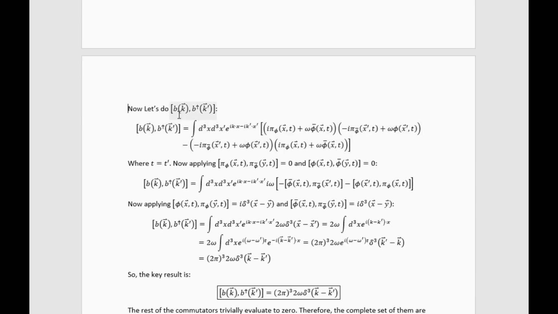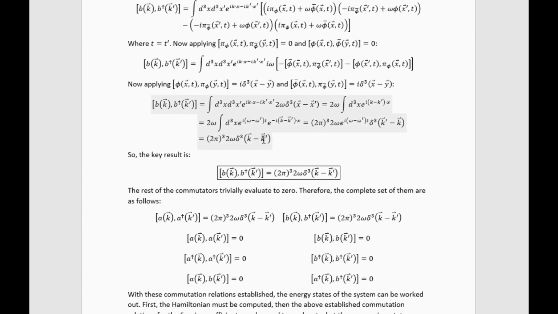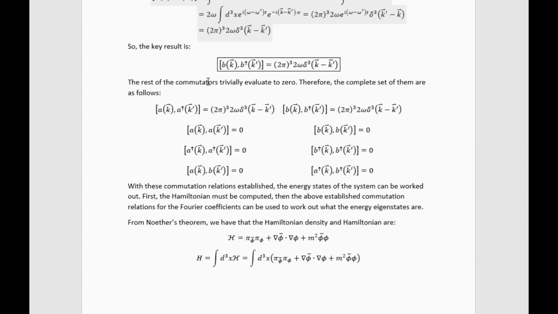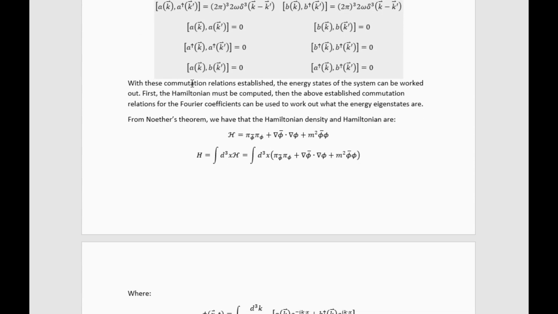Then we can do a similar calculation for the commutator of b of k and b dagger of k prime, and we get exactly the same answer through essentially exactly the same calculation. The rest of the commutators you can make out of these various a dagger and b dagger operators trivially evaluate to 0. Therefore, the complete set of them is simply as follows. With these commutation relations established, the energy states of the system can be worked out.